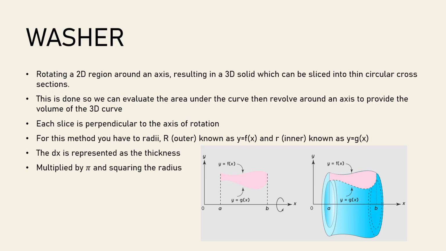Each washer has an outer radius and an inner radius. The outer radius, which we call capital R, is the distance from the axis of rotation to the curve that is furthest away. The inner radius, which we call lowercase r, is the distance from the axis to the curve that is closer. The small thickness of each washer is represented by dx or dy. By adding together the volumes of infinitely many washers, integration allows us to find the total volume of these solids.